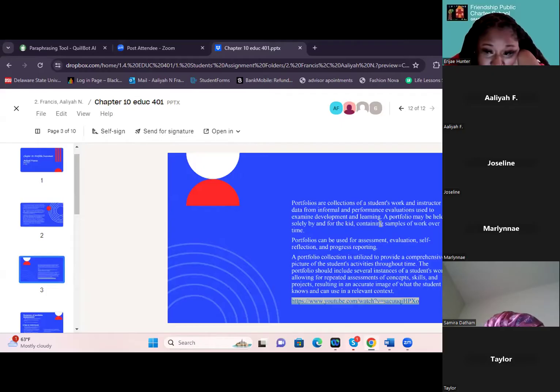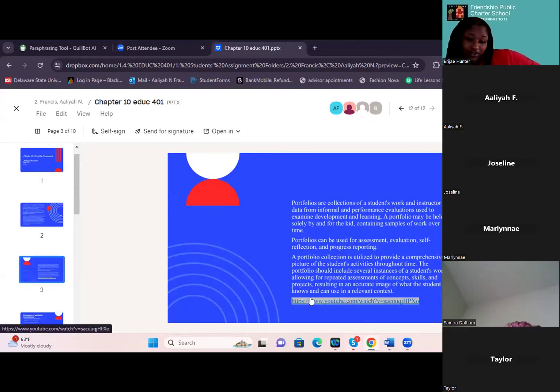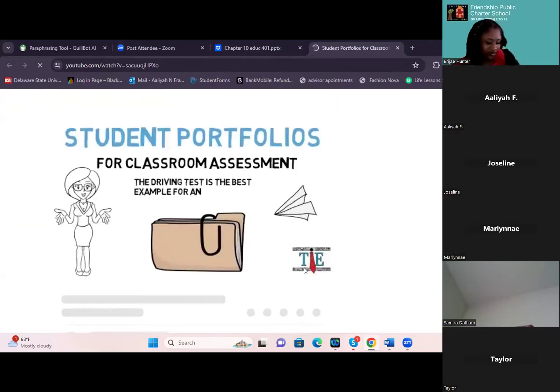A portfolio collection is utilized to provide a comprehensive picture of the student's activities throughout time. The portfolio should include several instances of a student's work, allowing for repeated assessments of concepts, skills, and projects, resulting in an accurate image of what the student knows and can use in a relative context. And I put like a 2-minute video in this.